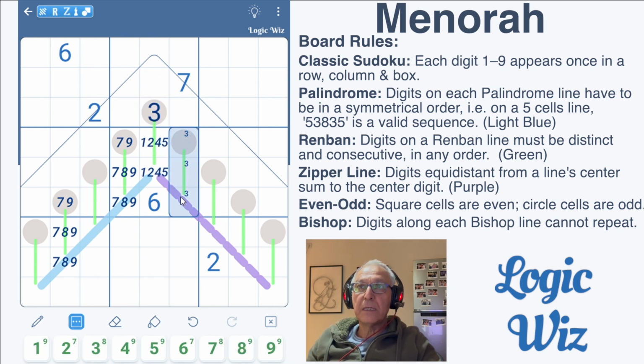And here we still have 1, 3, and 5. And here in these two cells we have, excuse me, 1, 2, 3, 4, 5. Let's pencil this one as well. 1, 2, 4, and 5.